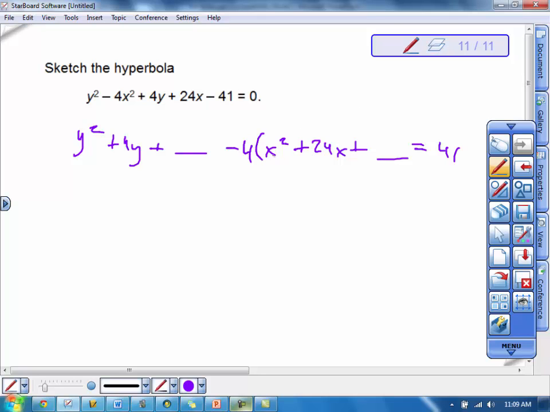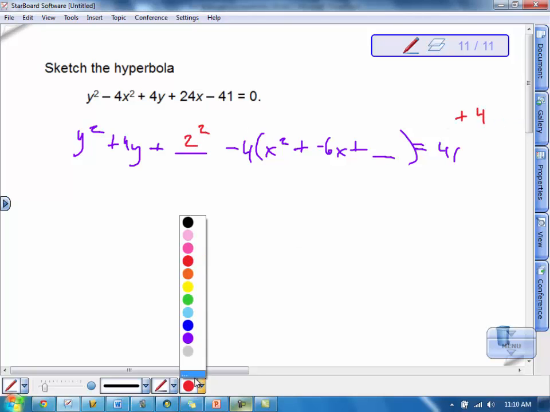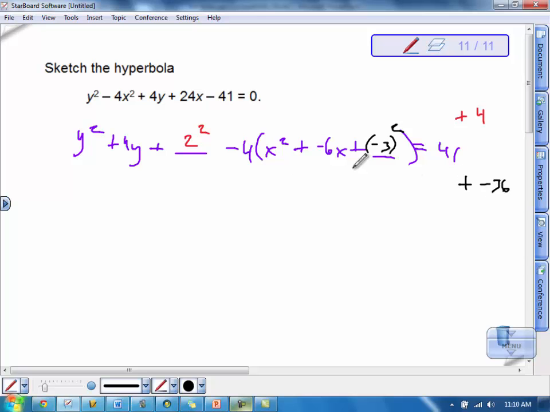If I factor out a negative 4, then this would become negative 6. And now I can add something to both sides, preferably b over 2 squared. B in this case is 4, so 4 over 2 is 2, so it's 2 squared. And I'm adding to both sides, which is really just 4. And then I'm also going to do this one. I'm going to add b over 2 squared, which is negative 3 squared, right here. But that's 9, and 9 times negative 4 gives me negative 36. So I'm really adding negative 36 to both sides. Because 9 times negative 4 is negative 36.